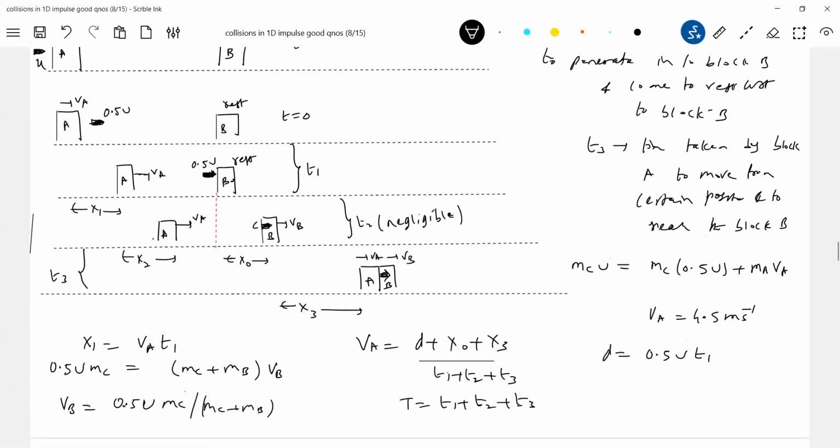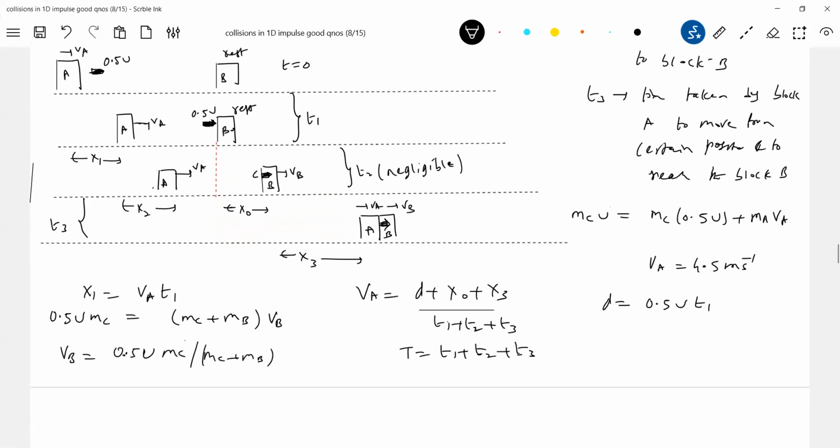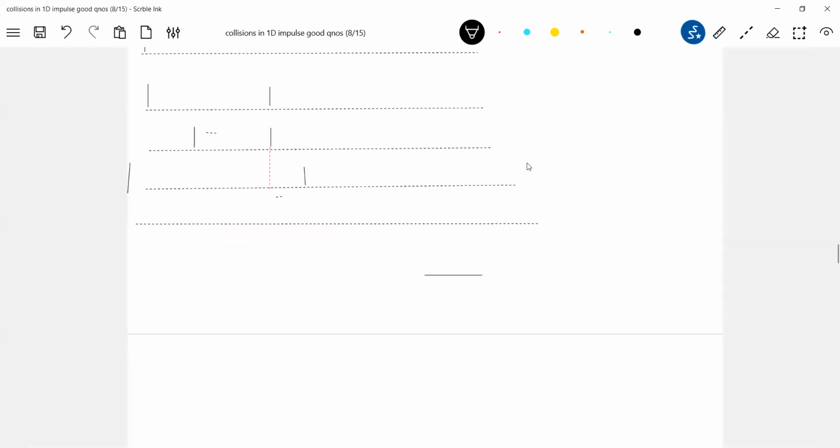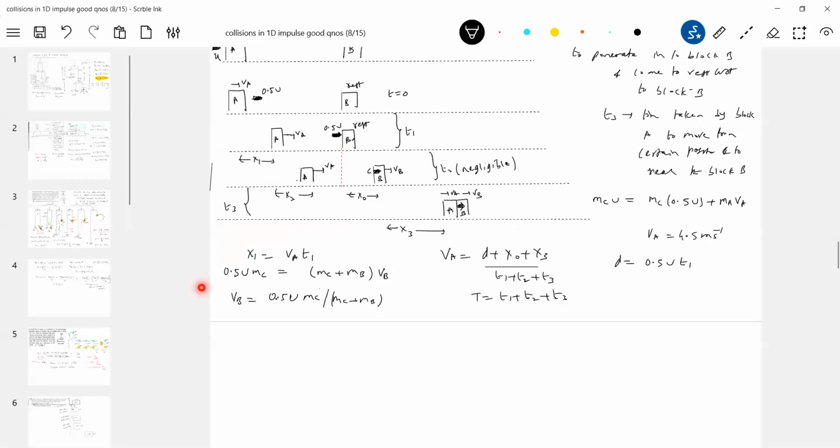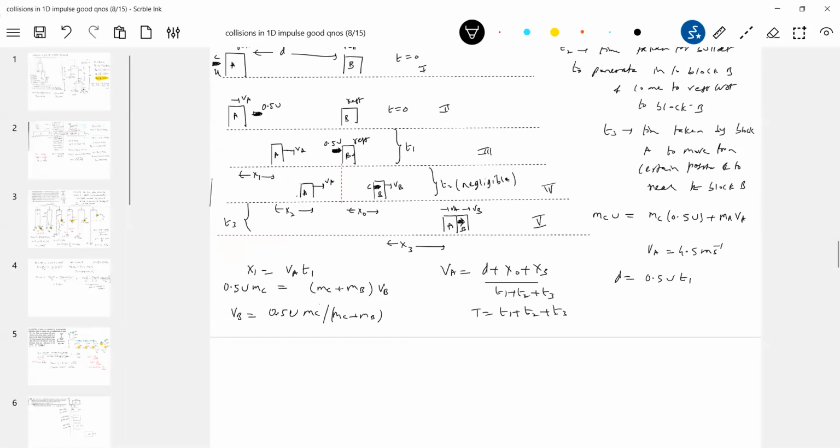Okay, I'll write all the set of equations. Let me proceed here now. Look at the second diagram; I'll number the diagrams 2, 3, 4, 5. From the third diagram, what is the distance? This will be d minus x1 plus x0 plus x3. So shall we write anything for T3?